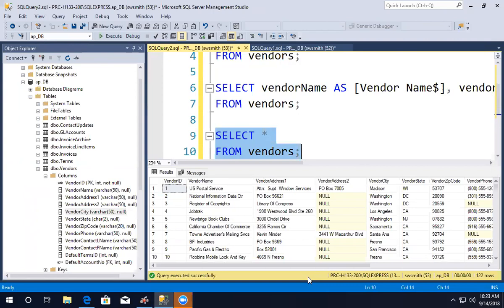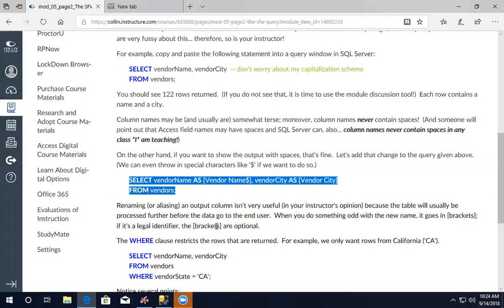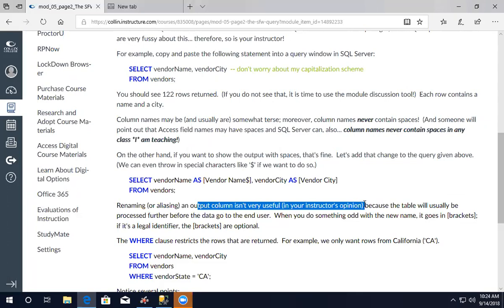SQL is like the engine to your car. Just an engine alone, sitting in my garage on a stand that I can start it and run it, isn't very useful for anything, right? You have to have a car wrapped around it. But we're studying the engine now. So this is a data pump. That's what we're studying. Renaming an output column isn't very useful in your instructor's not so humble opinion, because it's usually processed further.